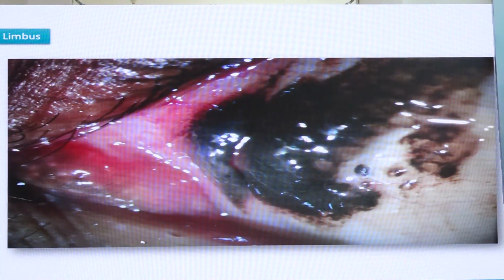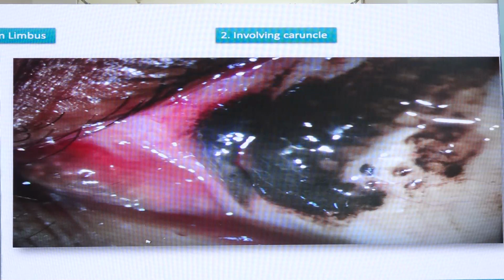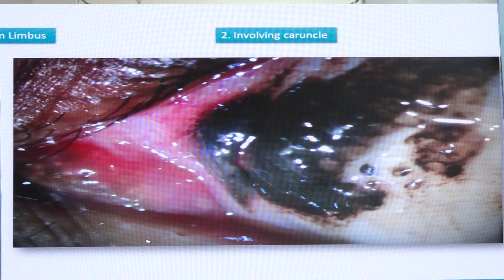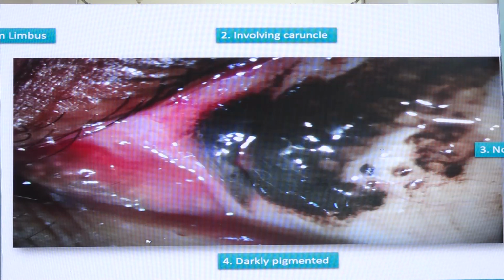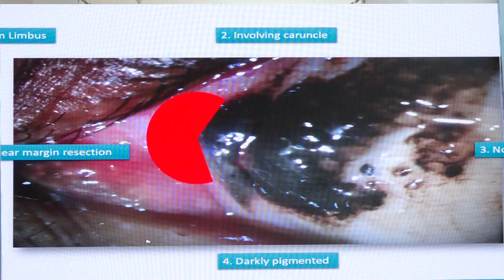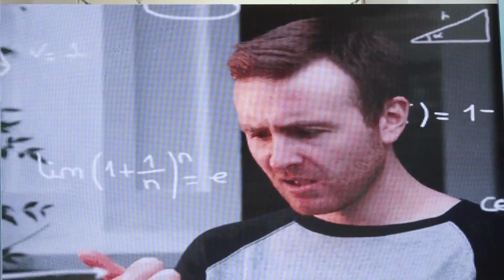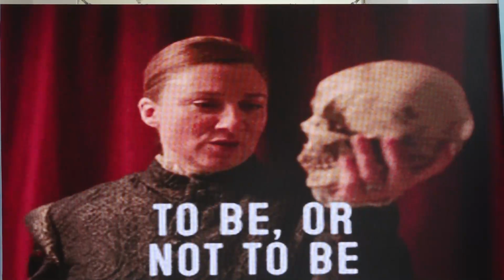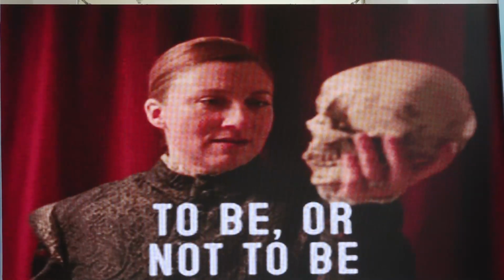So this is away from the limbus. This was not there in the checklist. This is involving the caruncle, not in the checklist. Cysts are not seen here. The pigmentation is too dark and the margins also are not very clear. Now we need to differentiate whether we are looking at a good lesion or a bad lesion. What do we do in such cases?